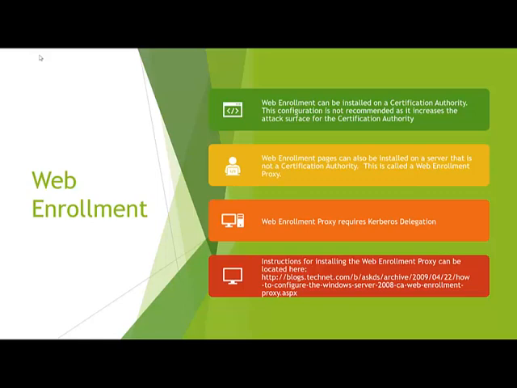But generally people, for whatever reason, because it's easier, just install it on the CA. The best practice would be to install it on another server that's not the CA, and when it's done in this configuration, that server is called the Web Enrollment Proxy.